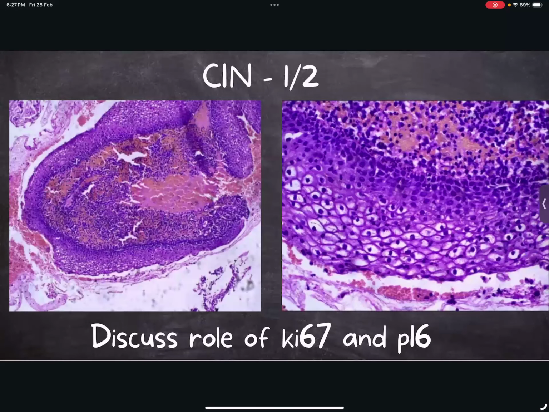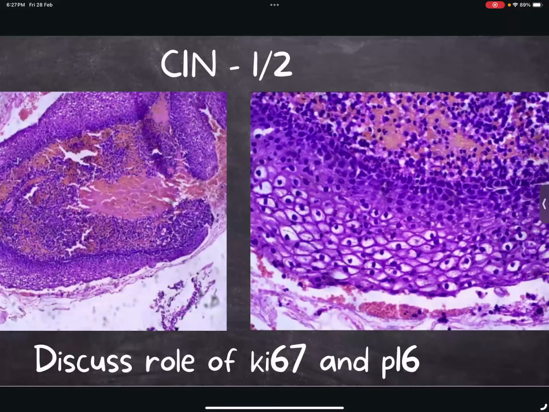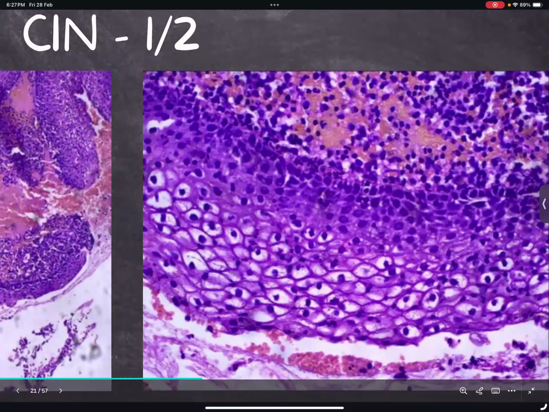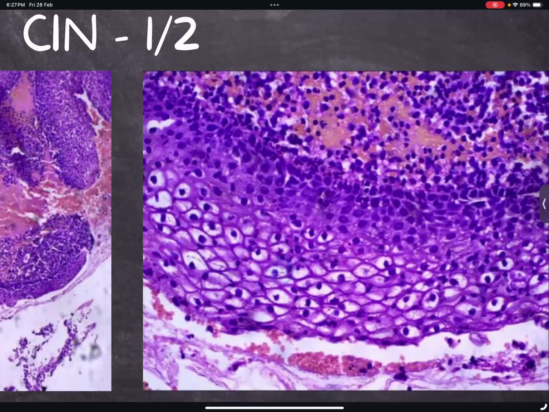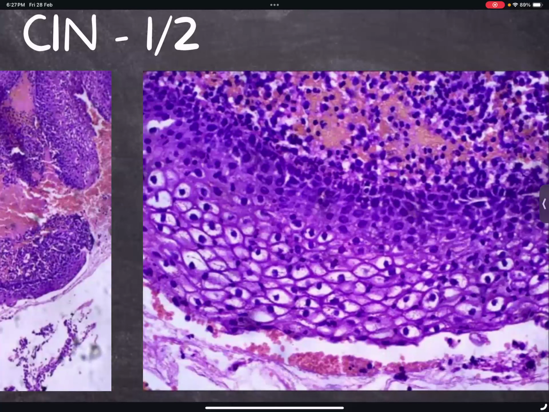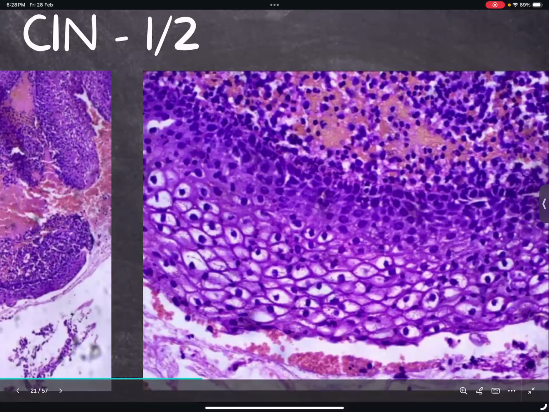Next. So we come to our case. In this picture, you can see dark blue, hyperchromatic cells occupying more than 1/3 but less than 2/3 of the area, as well as koilocytic changes. These koilocytic changes are showing some nuclear atypia. So we report this case as CIN 1 or 2.